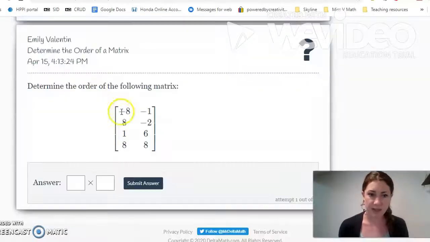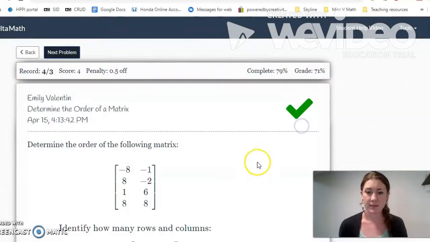Beautiful. And I'm counting down for rows. I have 1, 2, 3, 4, and the columns 1 and 2. Alright, hopefully that makes sense. If you're confused about order, I would just go back and watch my tutoring video about that.